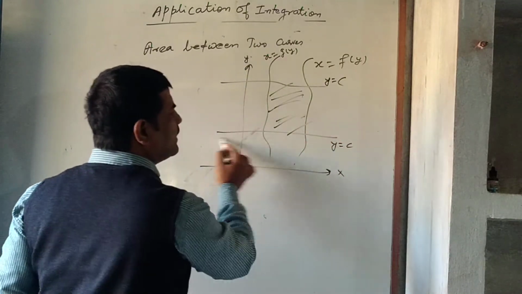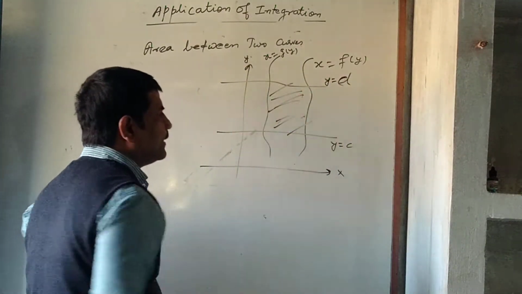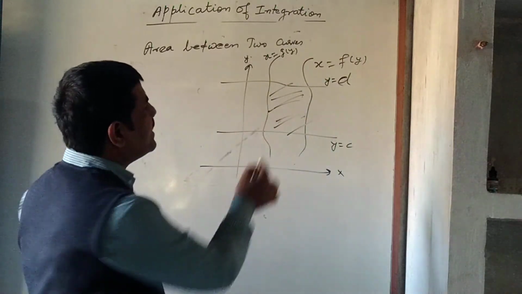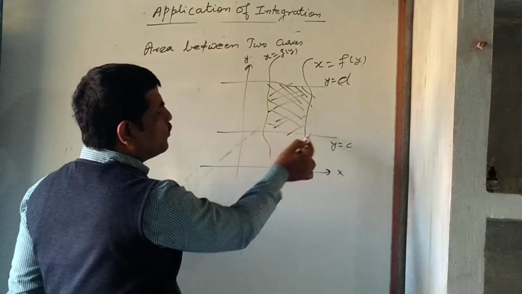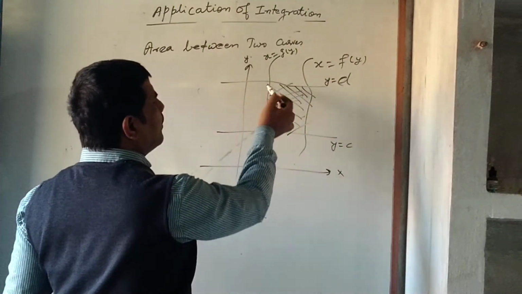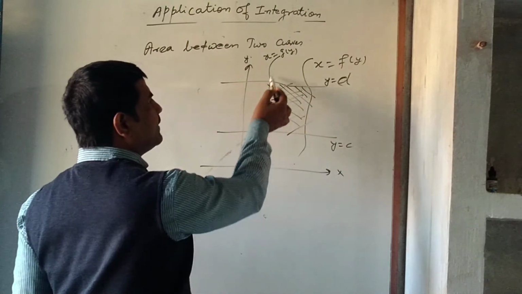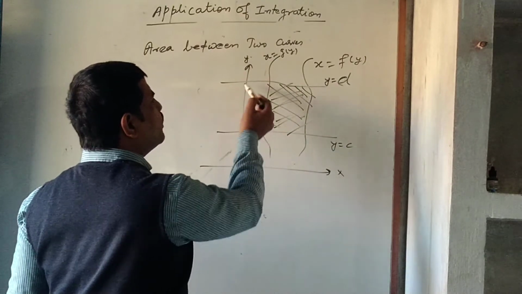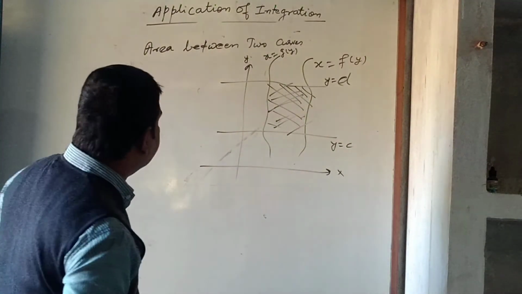This y equal to c is a line parallel to the x-axis. Y equal to d is a line parallel to the x-axis. Then this is the area we intend to find out. So how to find out this area? To find out this area, integrate this curve from c to d. Then you will get this total area up to the y-axis, minus integrate this curve from c to d. You will get this area, and if it is subtracted, we shall get the required area.